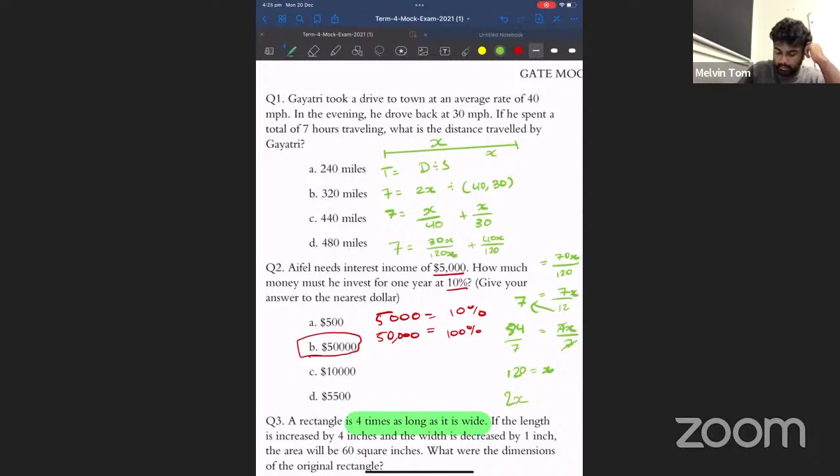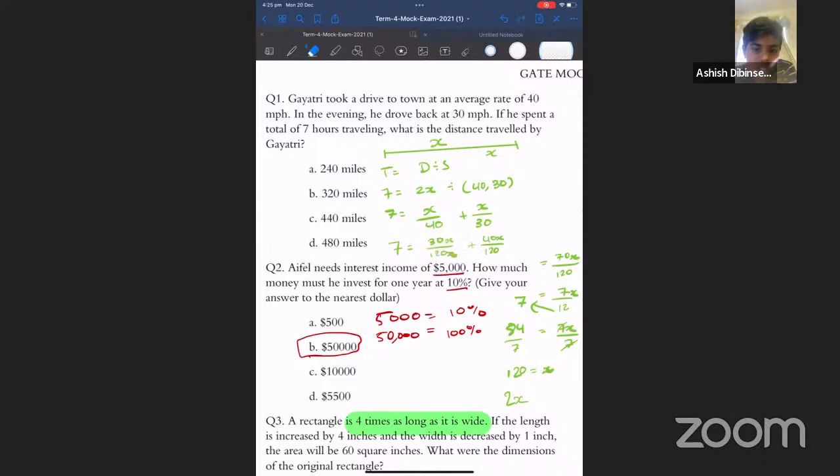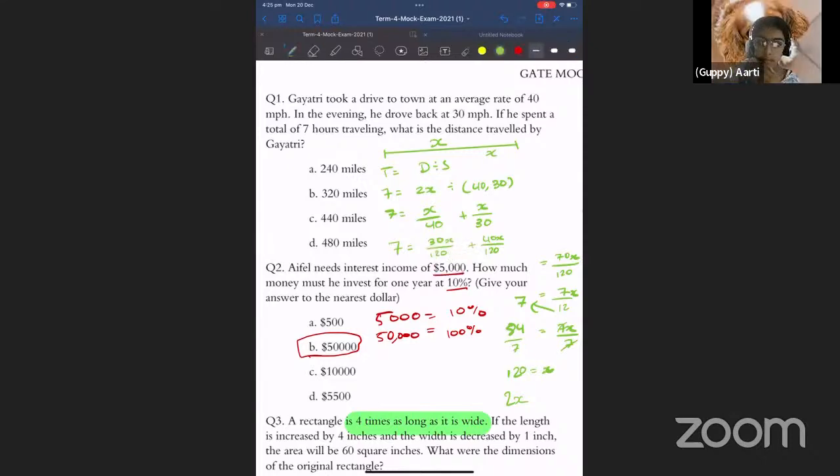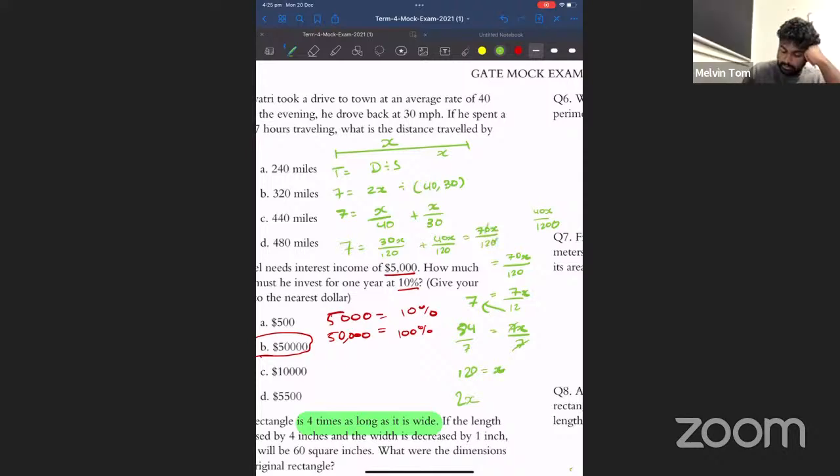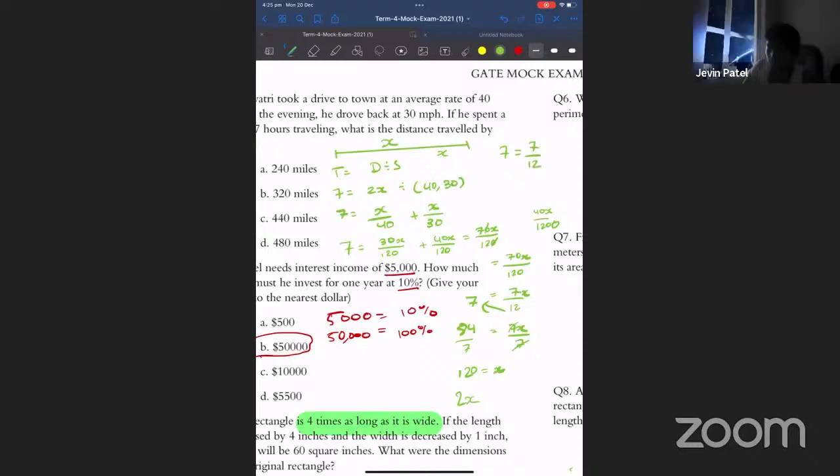Do you guys understand why it's 30 and 40x? Yes. Good. And when you add them together, what do you get? 70x over 120, which is 7 over 12. You understand? And now we have 7 is equal to 7 over 12. Wait, Melvin, is that 70x over 120? Yeah. Okay, so now you have 7 is equal to 7x over 12.